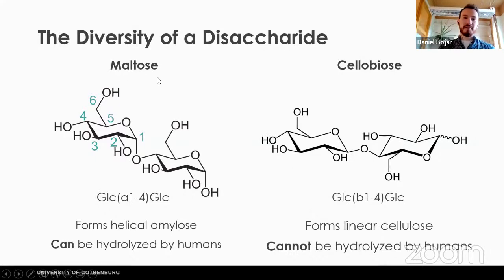So the left molecule, maltose, is the building block of amylose, which is a component of starch. It forms helices, and we, as humans, have enzymes to degrade maltose. The right molecule is cellobiose, the building block of cellulose in plants. Cellulose does not form helices, it's a linear molecule. And we do not have enzymes as humans to degrade cellulose. So that already shows you that this tiny structural difference has a lot of consequences for biochemistry and eventually for function and properties of the resulting molecule.